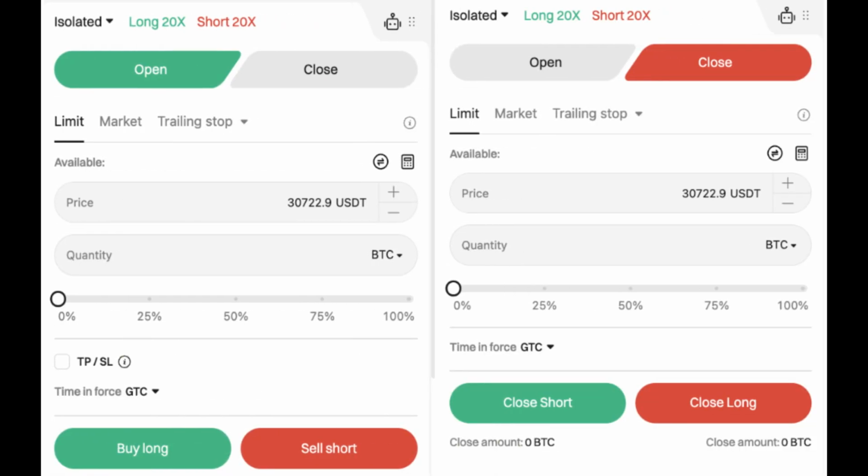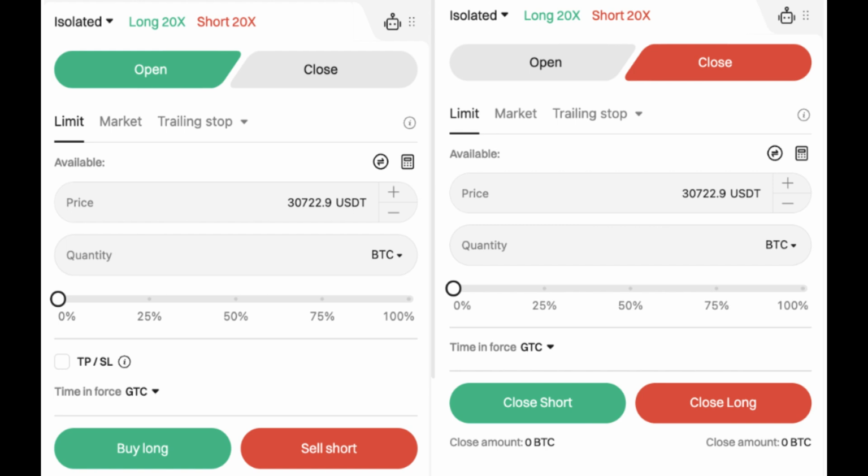And we also have futures trading. It offers high liquidity and stability, making it a preferred choice for many traders. And here's how to begin trading on Bitget futures. They have USDT and coin-margined contracts.